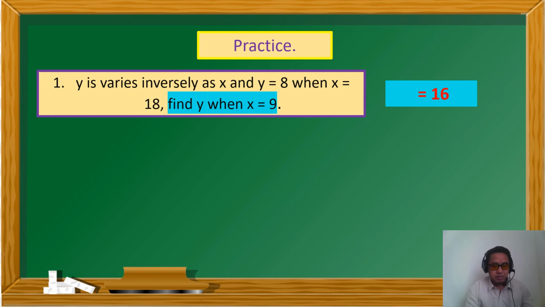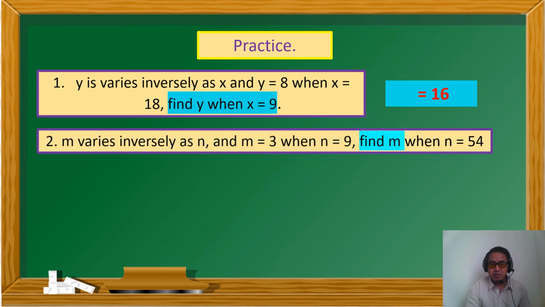Palakpakan kung tama yung sagot mo, no? Number 2. If m varies inversely as n and m is equal to 3, when n is equal to 9, find m when n is equal to 54. Again, popost muna yung video. Pagka-post ng video, solve. Yan, tapos na. Your answer should be m is equal to 1 half.